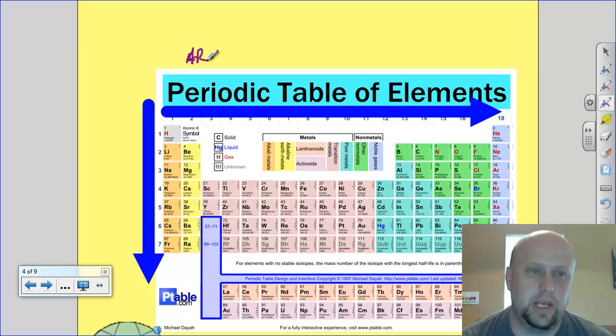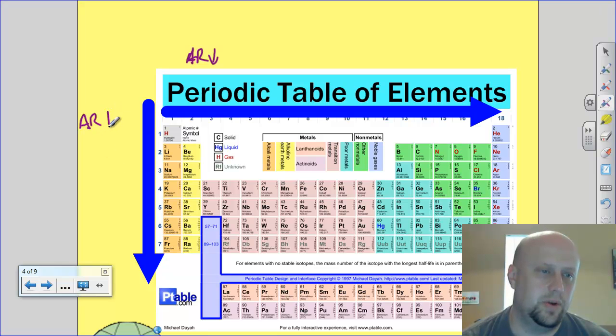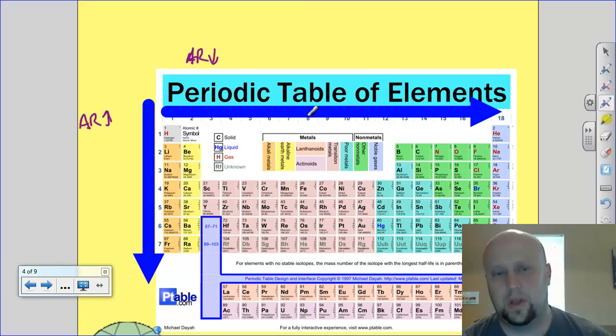It says atomic radius, or size, if that makes you feel better. Okay, atomic radius. And as I go from left to right, what does atomic radius do? It goes down. As I go from top to bottom, what does atomic radius do? It goes up. Okay, we'll come back and fill in some more stuff on the table here in a second. We talk about the other terms.